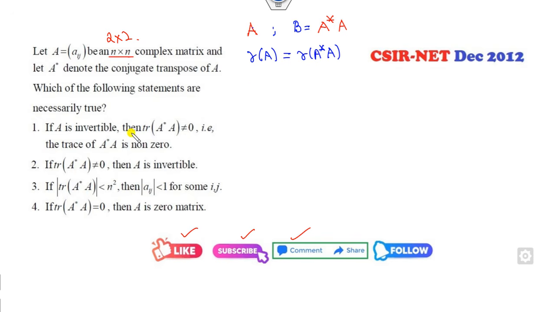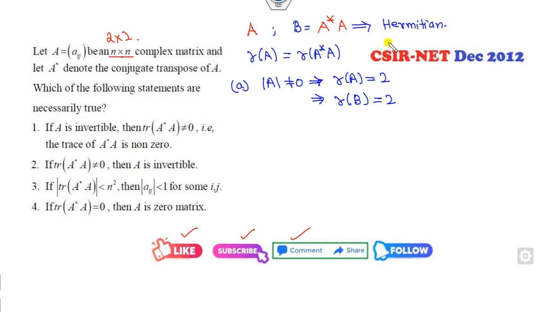Then the first option is A is invertible. Determinant of A is non-zero. That means rank of A is 2. Fine. Rank of A is 2. That means rank of B is also 2. Also, what is A transpose A? That is a Hermitian matrix. Fine. Once it's a Hermitian matrix, what are the eigenvalues of a Hermitian matrix?